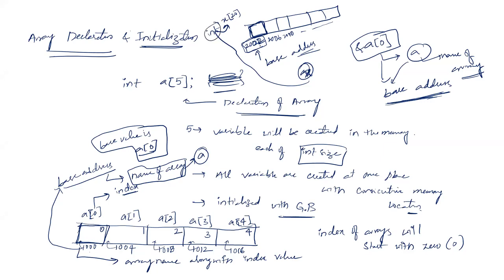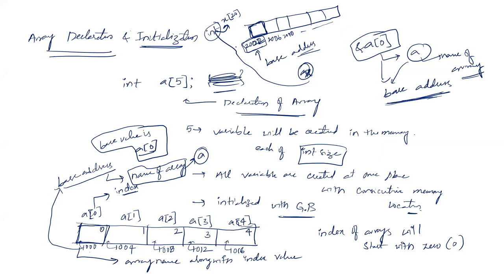So 2002 plus 4, what is 2006? Next variable address. Next plus 4, next 2010, next variable address. 2014, next variable address. 2018, next variable address. I can know easily. That is the advantage of base address.